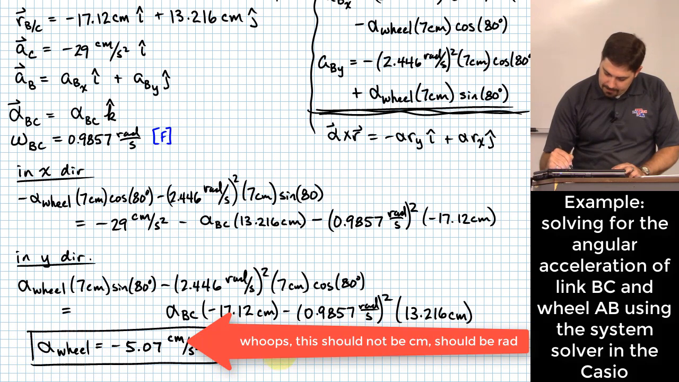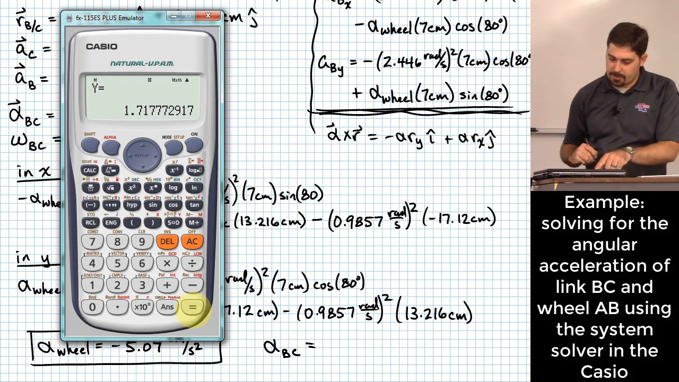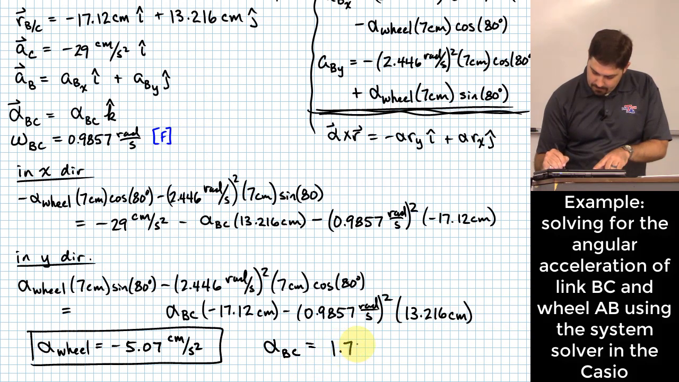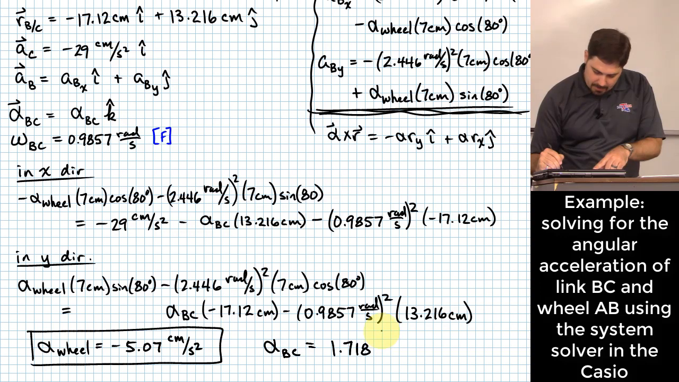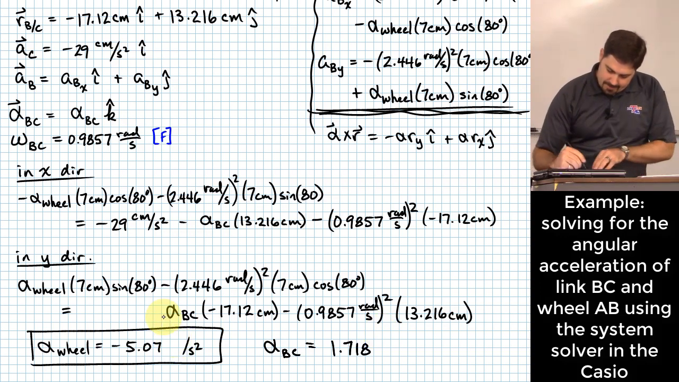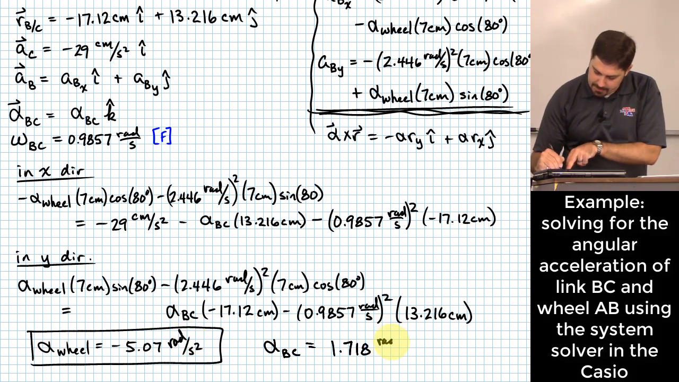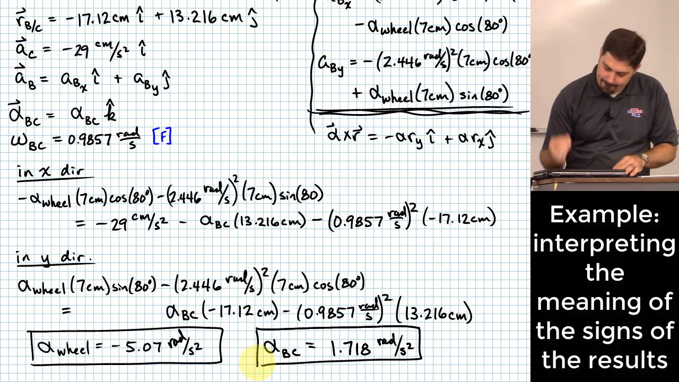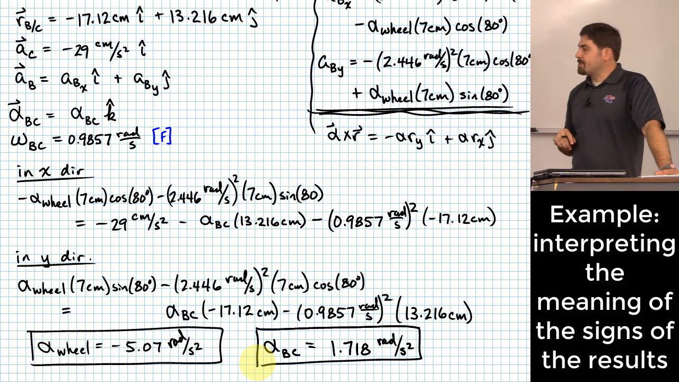And what's my other one? Alpha BC is the other variable that comes out of this, and it's going to be 1.718. Okay? And that would be, not centimeter, radians, excuse me. Radians per second squared. This one's going to be radians per second squared. Okay? What does the negative sign mean?